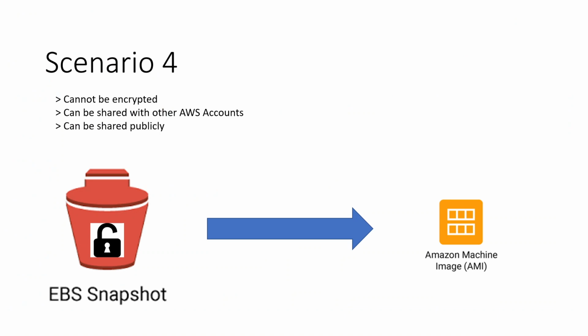So here we have an EBS snapshot which is not encrypted, and we are creating an Amazon machine image. Okay, so this won't be encrypted. Okay, so it cannot be encrypted. Of course, this AMI can be shared with other AWS accounts. It can also be shared publicly. So I'll head over to the AWS Management Console and I'll show you this scenario 4 in a hands-on lab.